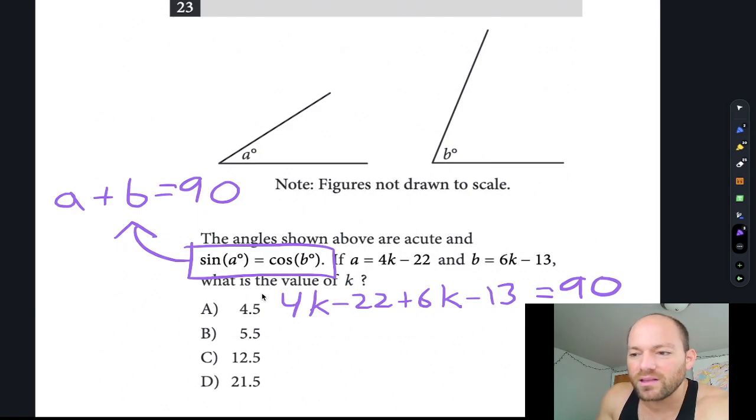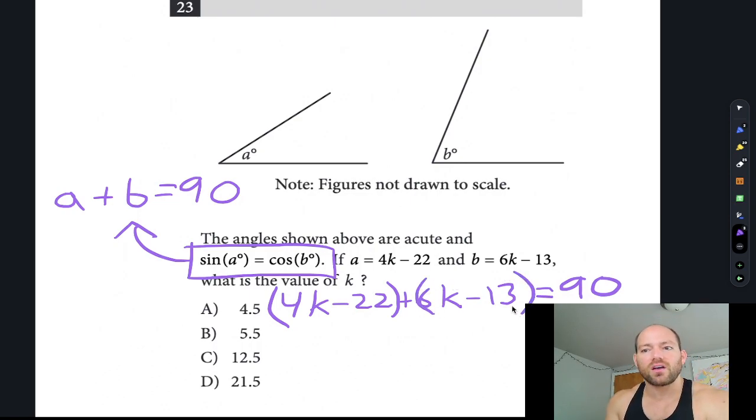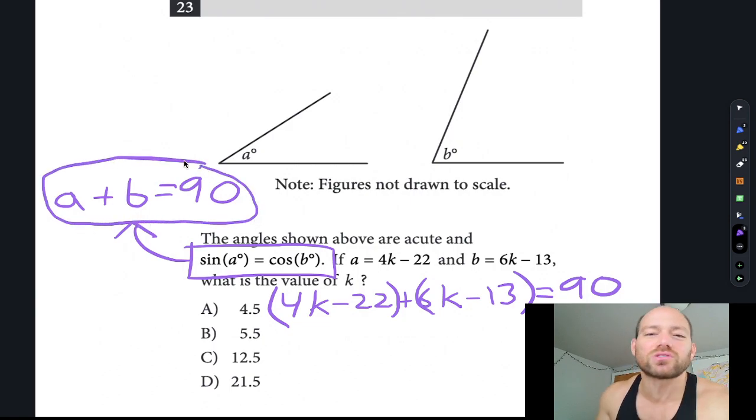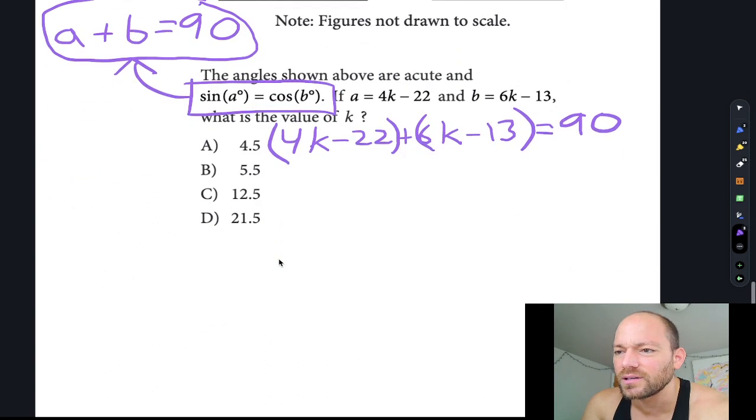Because 4k minus 22, that's A. They told us that. 6k minus 13, that's B. They told us that. We know that A plus B is 90 because they also basically told us that, right? They told us that when they told us that sine of A equals cosine of B. I'm not going to solve this equation. You can do that.